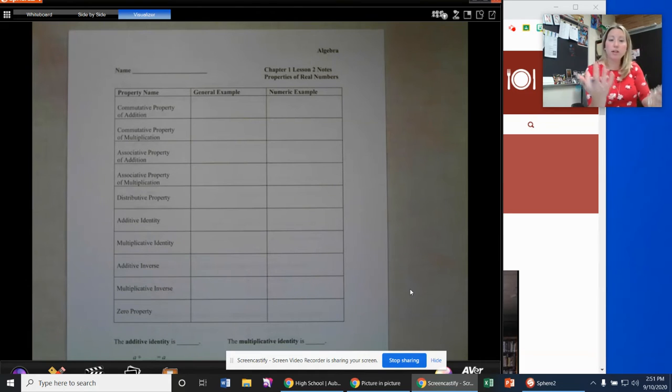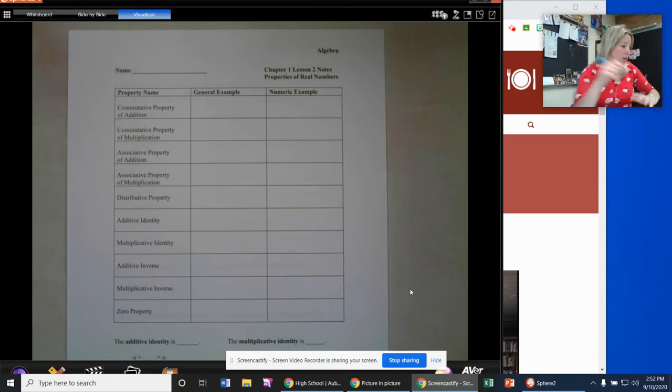So here we go, right? Last time we talked about real numbers, and how the set of all real numbers is made up of rational numbers and irrational numbers. Well, it turns out that in order to be a real number, you have certain properties that you are able to do. And we are going to talk about those properties today.